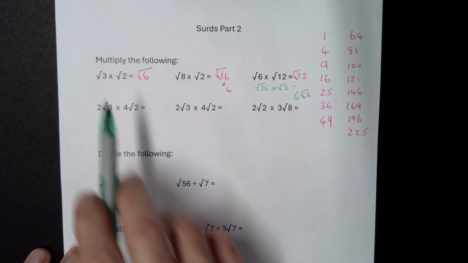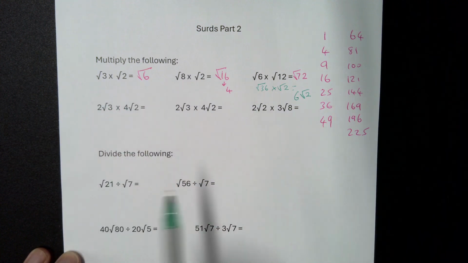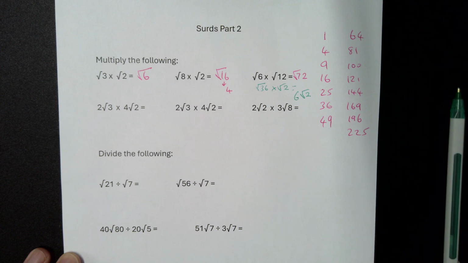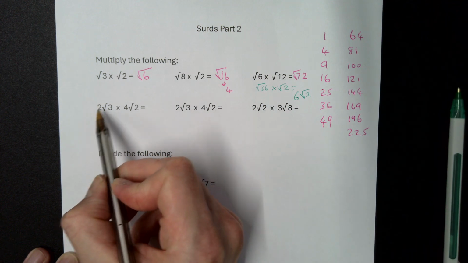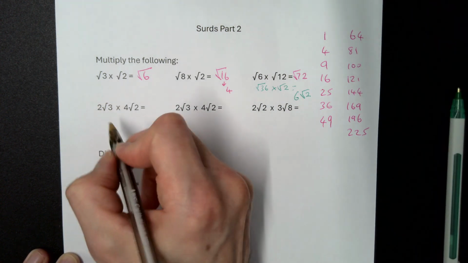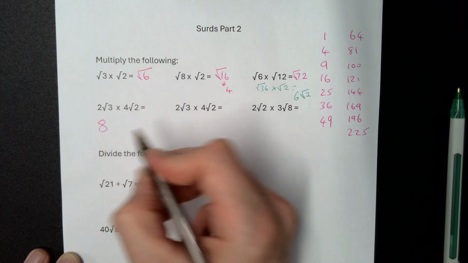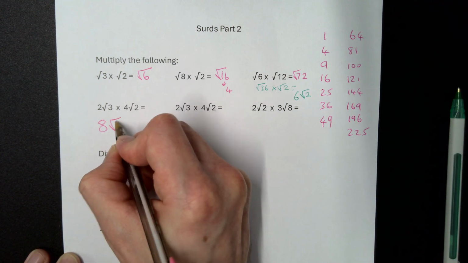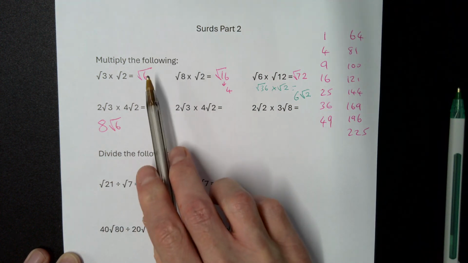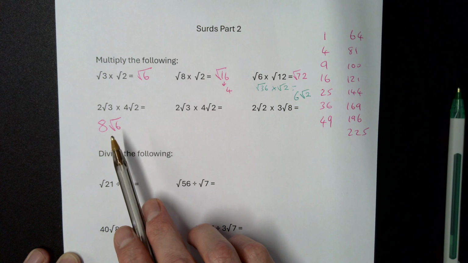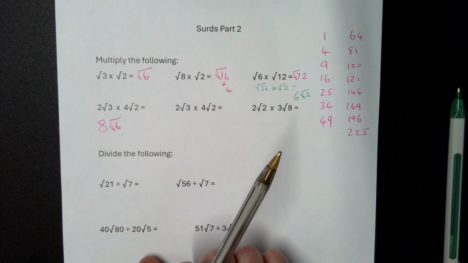Okay, so you can times a surd by a surd, and we can only times the whole number by a whole number. Right, so I'm going to do 2 times 4 first, which gives us 8. Root 3 times root 2 gives us root 6. We can see from above, root 6 cannot be simplified, so we just leave it as 8 lots of root 6.